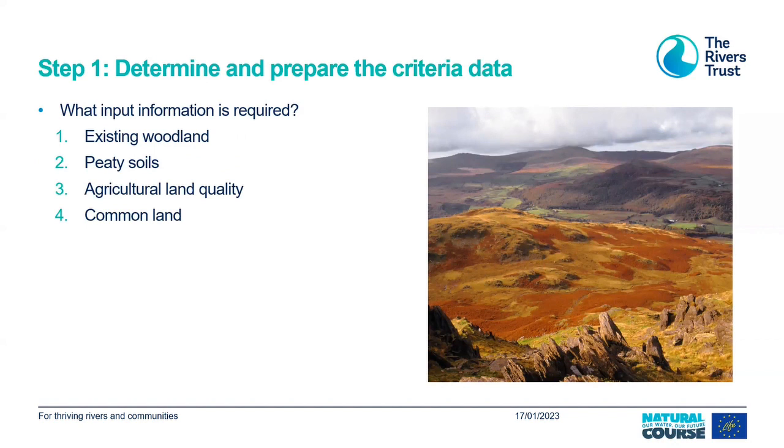So the first step is to determine and prepare our criteria data. So we need to have a think about which information would be useful for assessing the suitability of land for new woodland planting. So as I said before, it's a simplified example. So we're just going to look at these 4 things: existing woodland, peat soils, agricultural land quality, and whether it's common land.